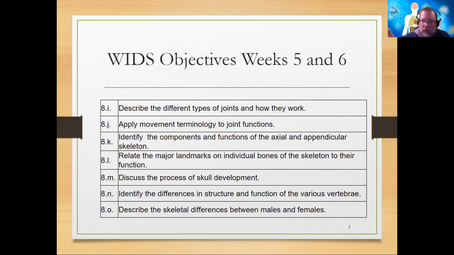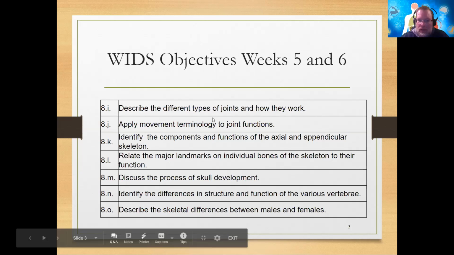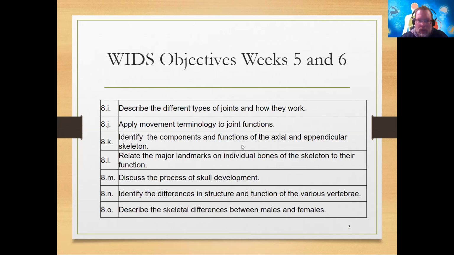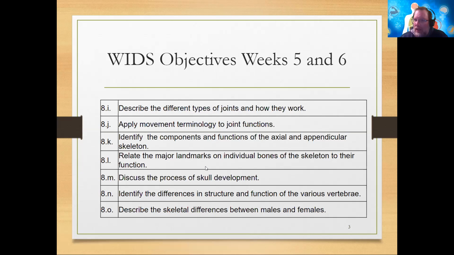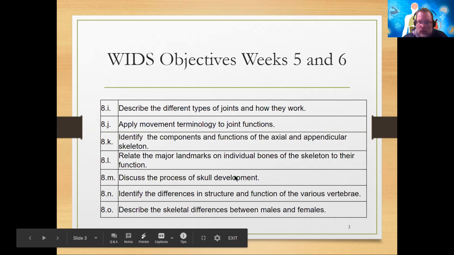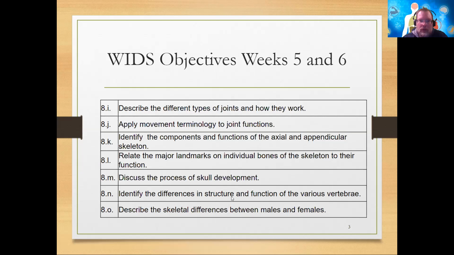I just copied and pasted these right from WIDS. So the order isn't necessarily the order we go in. It's pretty close. This spot here, it gets a little wonky. But we do discuss both of those. And then we'll spend quite a bit of time today and certainly on Thursday going through K and L, which are the axial and appendicular skeleton, the bones of those two, and then the different landmarks. And then finally, we'll go through a little bit as well with skull development and the different types of vertebrae.